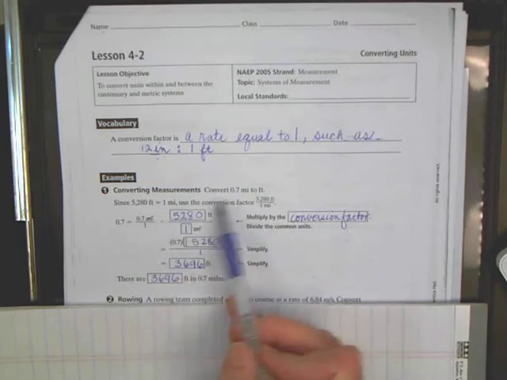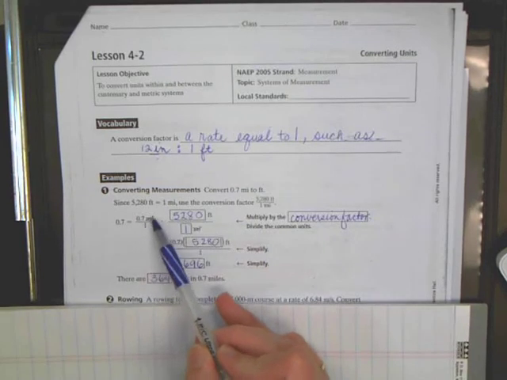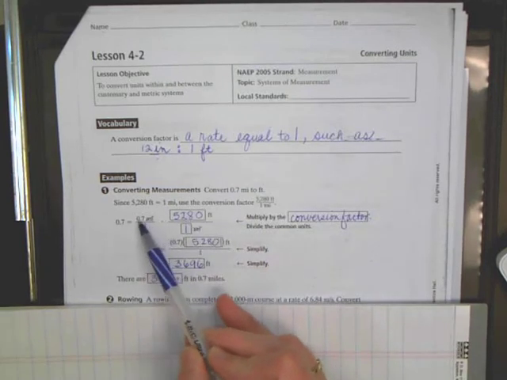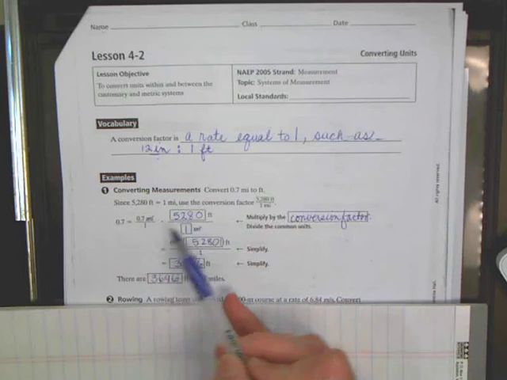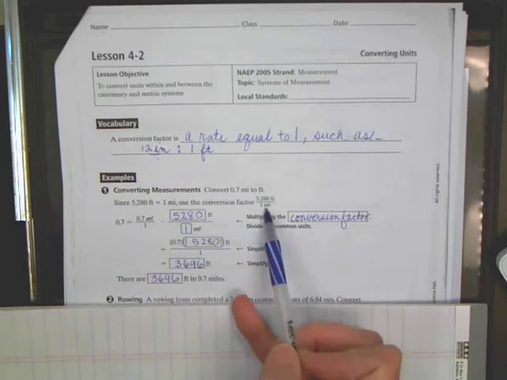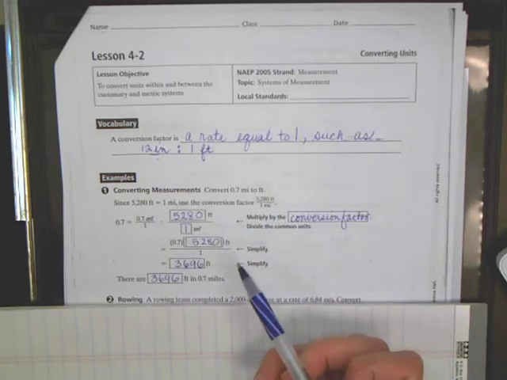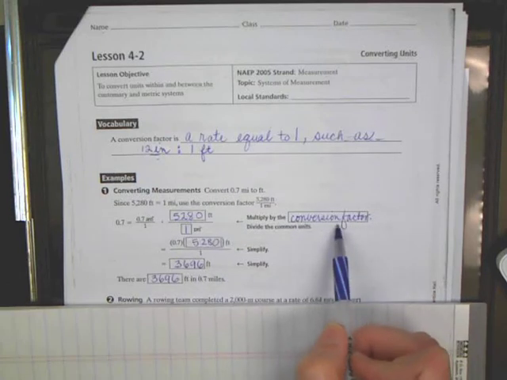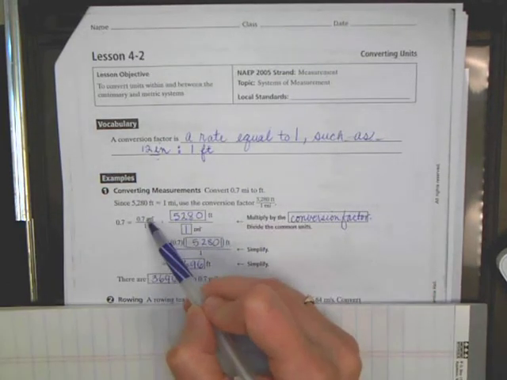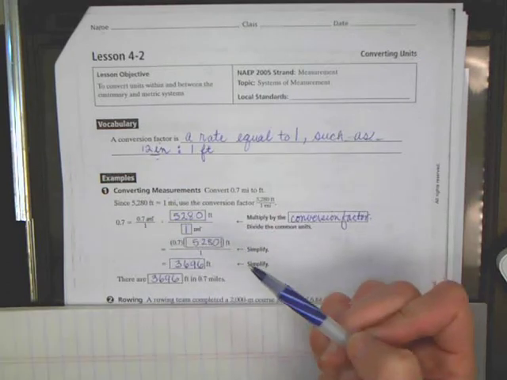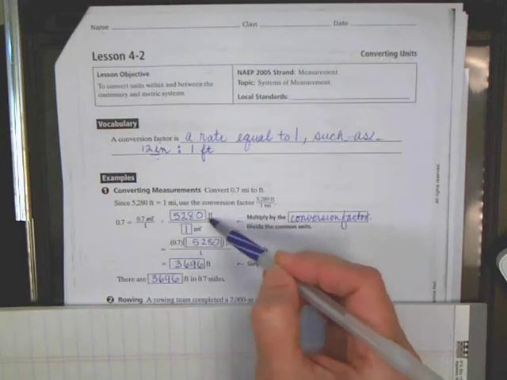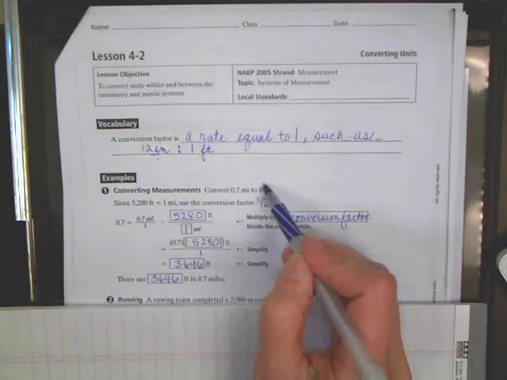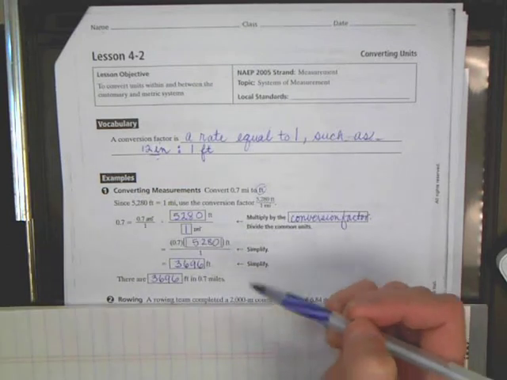Okay, so I'm going to write 0.7 miles as a fraction, so 0.7 miles over 1. And I'm going to multiply by the conversion factor of 5,280 feet over 1 mile. That's my conversion factor. Divide the common units. So basically I'm cross-canceling out miles and miles. You see that I have feet left behind, which is what I want in my final answer.